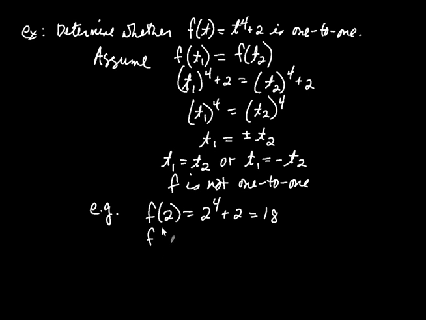But if you plug in negative 2, watch what you get. You get negative 2 to the fourth plus 2, and that's also equal to 18. So both 2 and negative 2 get mapped to the same value, 18, and that's why this function's not one-to-one. A one-to-one function never has two values mapped to the same output. In other words, with a one-to-one function, anytime you know the output, you know the input. That's not the case for this function. If you know the output is 18, you can't tell if it came from 2 or negative 2, and that's why this function's not one-to-one.